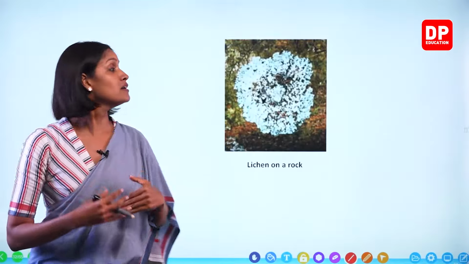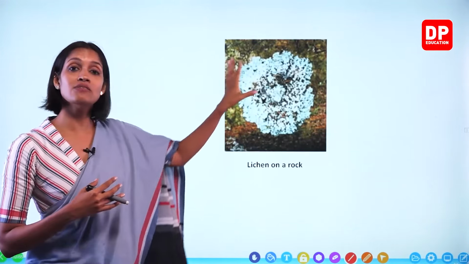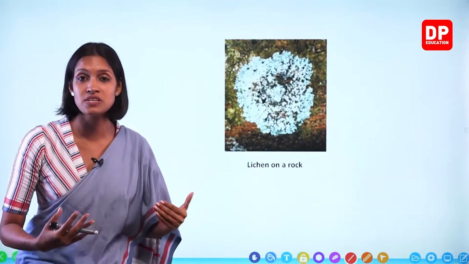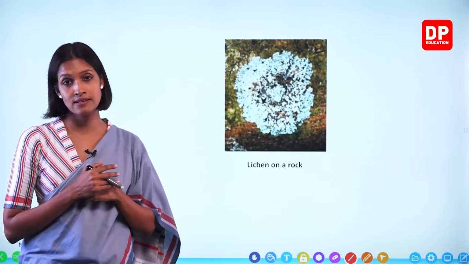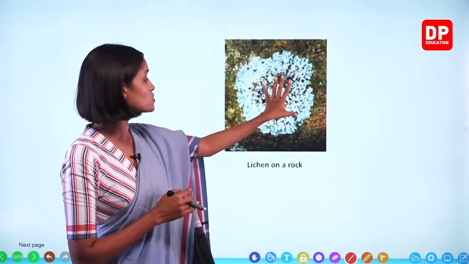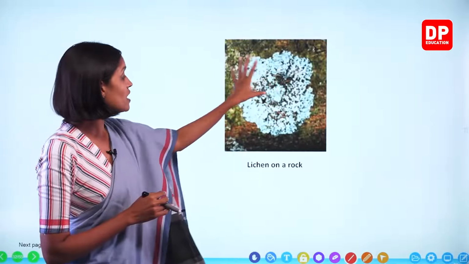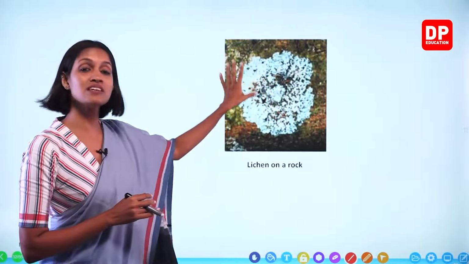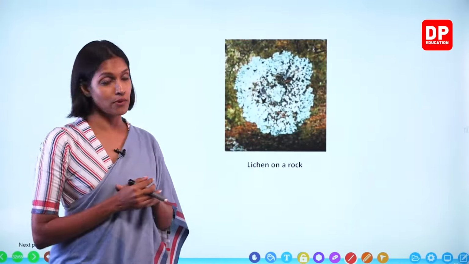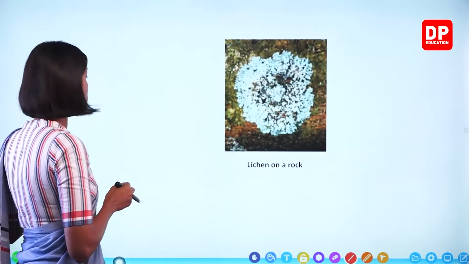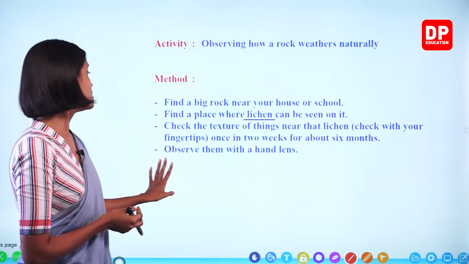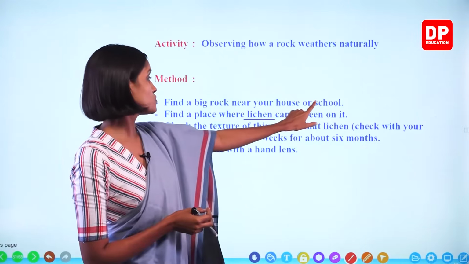While they are doing their activities, living in this place, what happens? They produce different types of chemical substances. Different acids are released. Just imagine when these lichens are present on rocks, what happens? Because of the acids secreted by these microorganisms, the rock breaks down with time. So what you have to do is, this activity takes a long period of time. So find a big rock near your house or school.